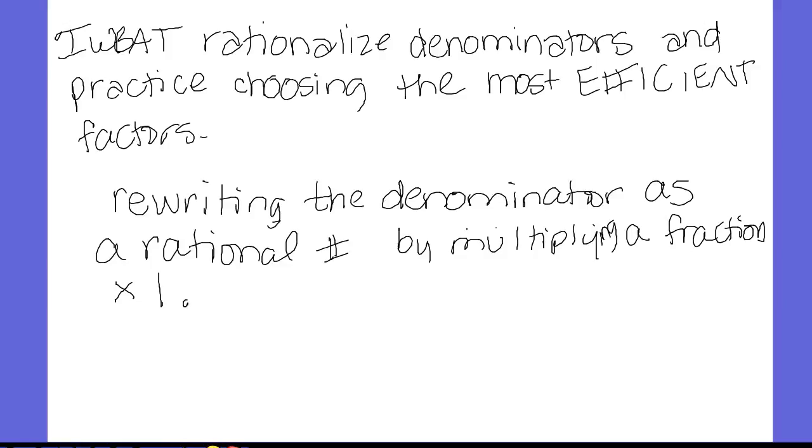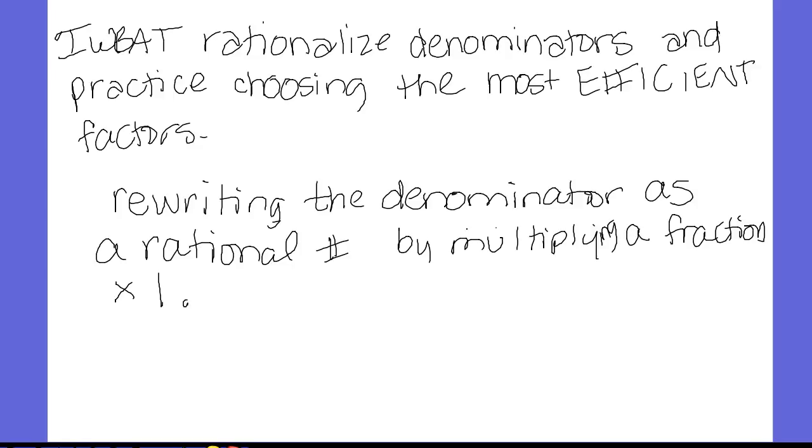Okay, so this is 1.2c, rationalizing denominators. Our instructional objective: I will be able to rationalize denominators and practice choosing the most efficient factors. That is a skill that you have to work on and build, choosing the most efficient numbers that are going to help you rationalize the denominator. Okay, so that is our instructional objective.